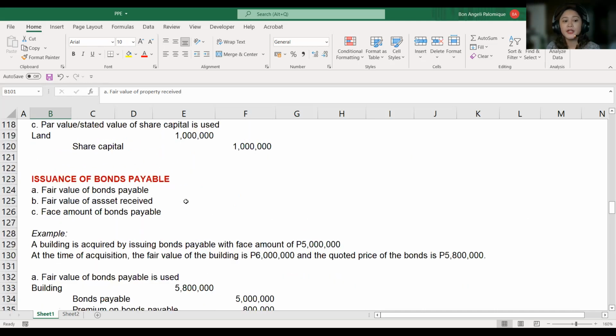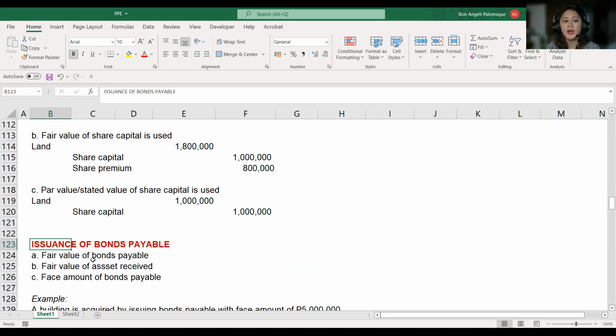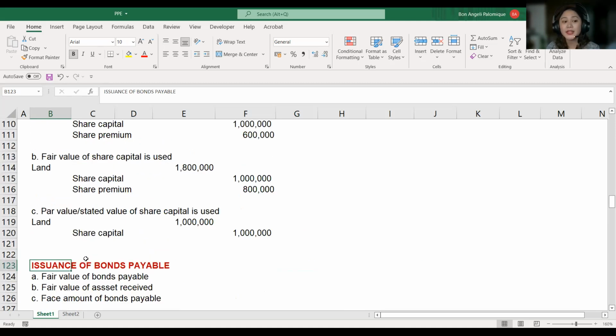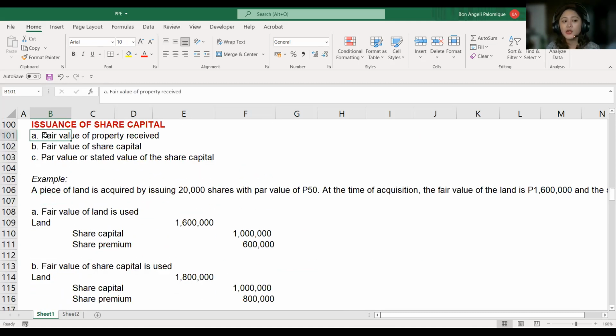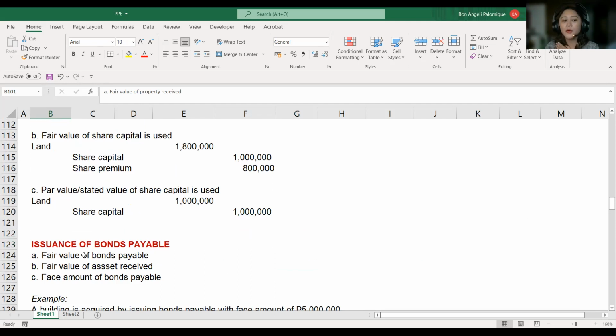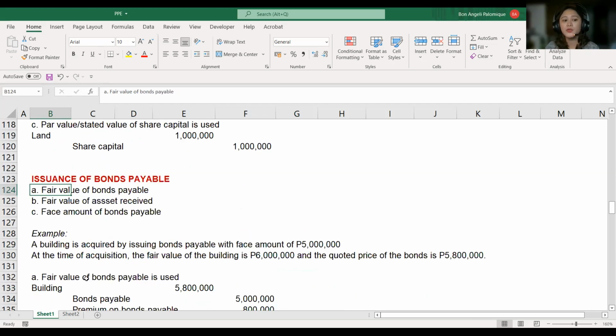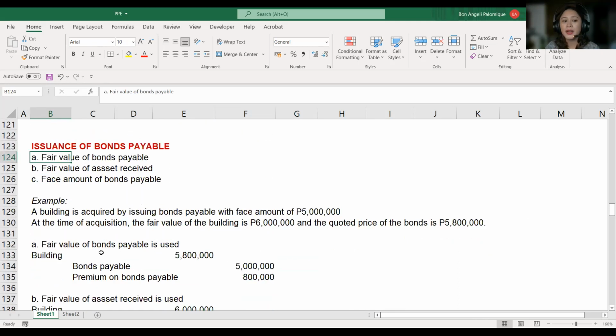Next, paano naman pag bonds payable? Ito, may hierarchy din siya. Pero take note na magkaiba sila ng hierarchy ni share capital. Ito na una yung fair value ng PPE. Fair value of asset received. Pero kay bonds payable, nauna yung fair value of binayad mo, which is the bonds payable. Inuuna niya, nagkabaliktad siya dito sa side na to. Kasi si bonds payable, inuuna niya yung fair value ng bonds payable mo.